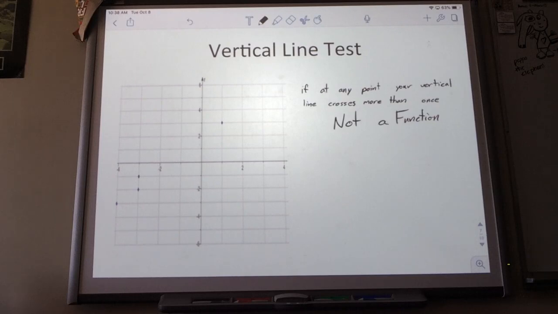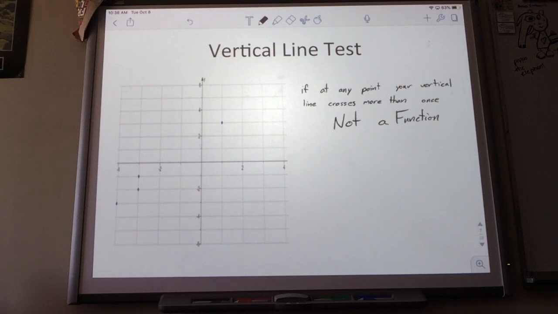So write that down. If at any point your vertical line crosses more than once, it is not a function. One more time. If at any point your vertical line crosses more than once, it is not a function. Or "not a function" is what I wrote real big.